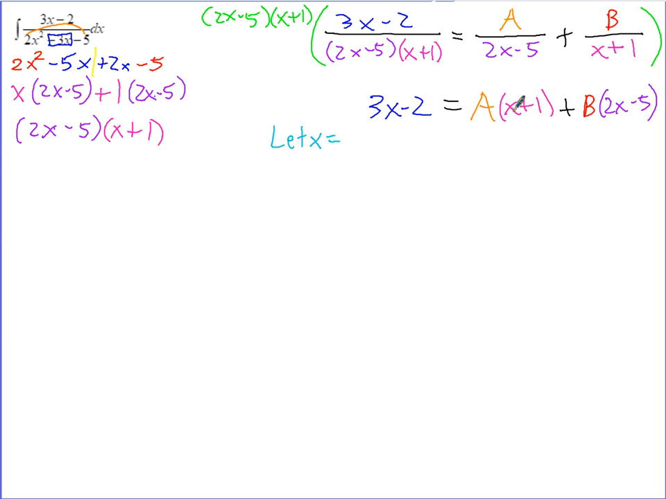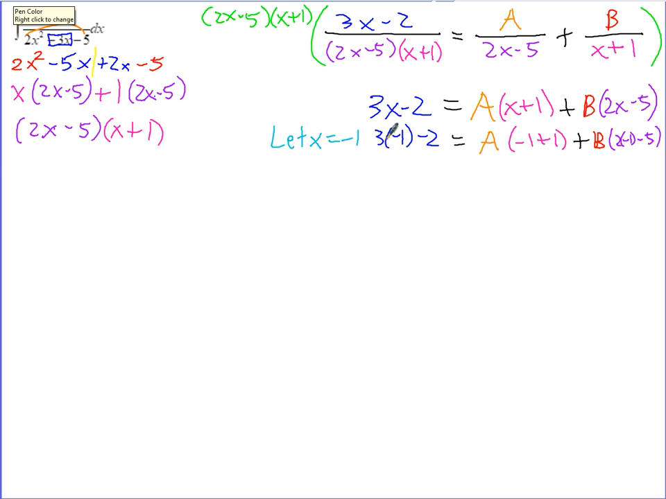So let's say, to eliminate the A, what would make this x plus 1 equal to 0 would be if x is negative 1. If you set it equal to 0, you subtract the 1. So let x equal negative 1. That would be 3 times negative 1 minus 2 equals A times negative 1 plus 1, plus B times 2 times negative 1 minus 5.